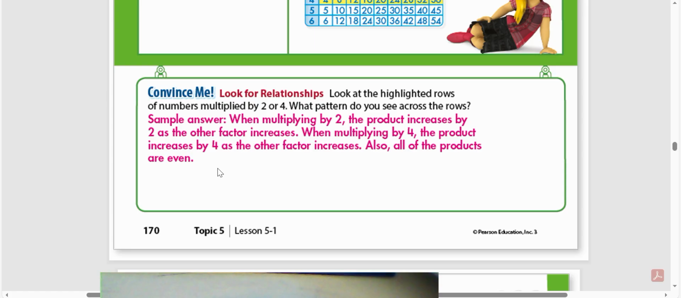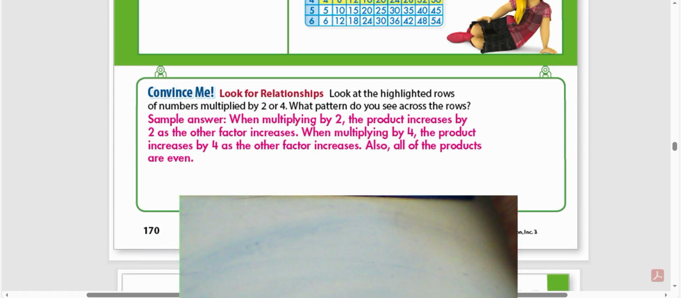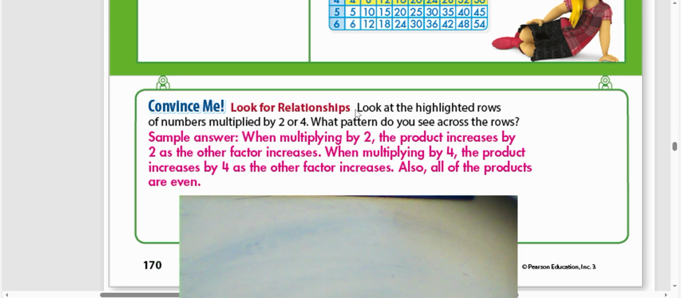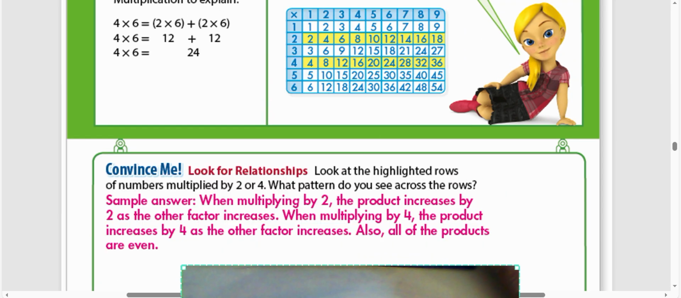Look for relationships. Look at the highlighted row here to find the answer about multiplying. You can look at the table to solve the answer here. The simple answer: when multiplying by 2, the product increases by 2 as the other factor increases. When multiplying by 4, the product increases by 4 as the other factor increases. Also, all of the products are even.